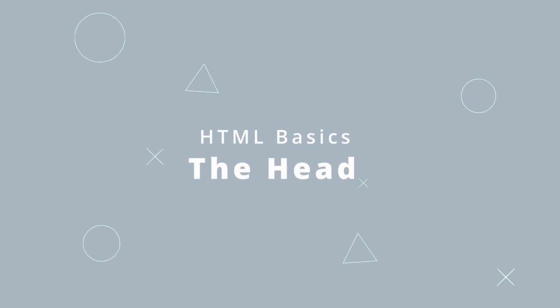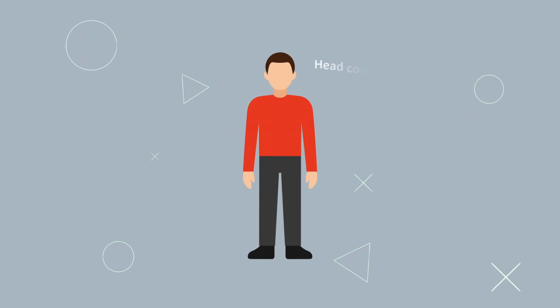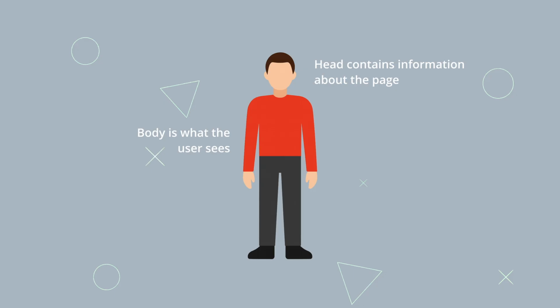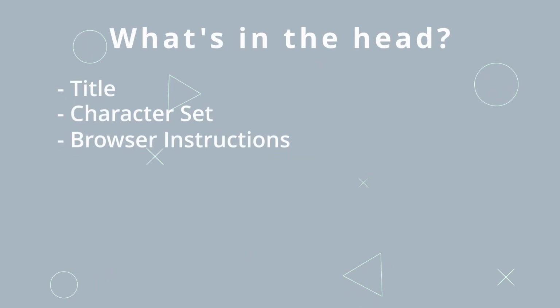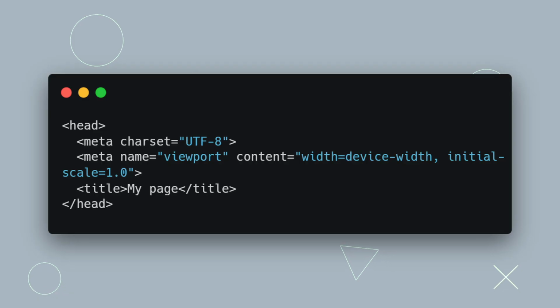Today we learn what the head in HTML is. The head is a place where you put information about your page that isn't directly shown to the user. This includes the title, the character set, and instructions for the browser. Here are the most important tags that you'll use in almost every website.